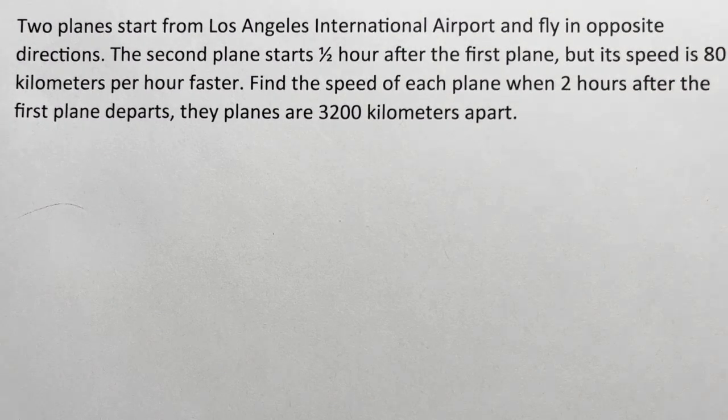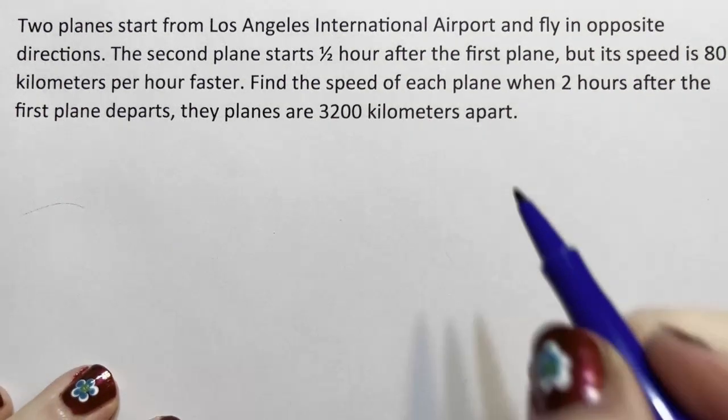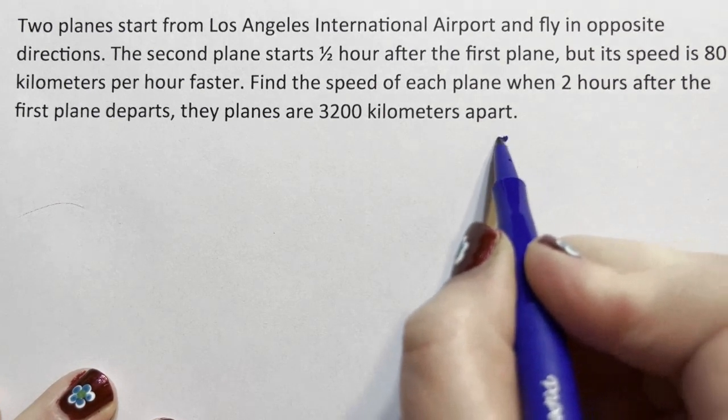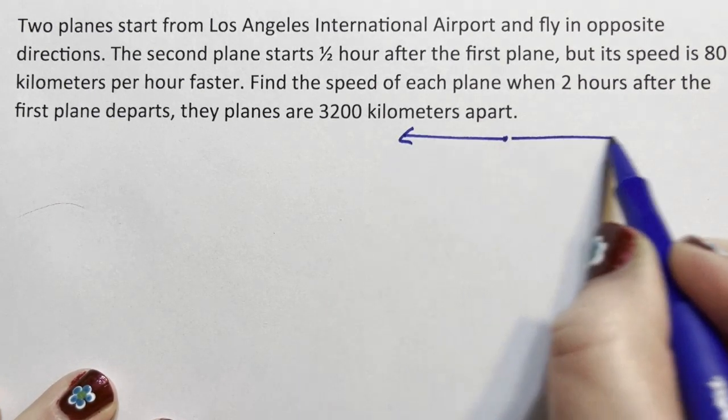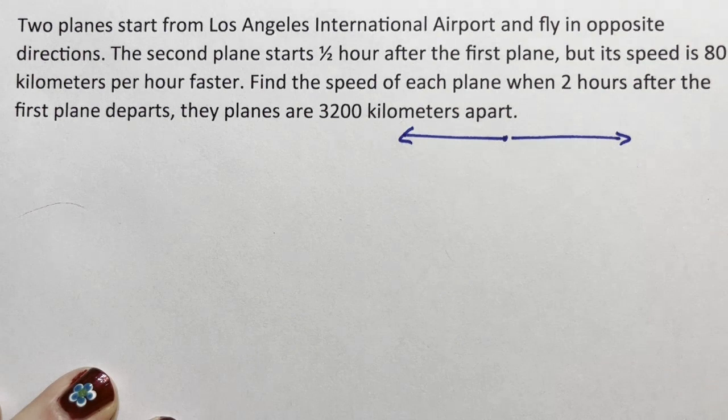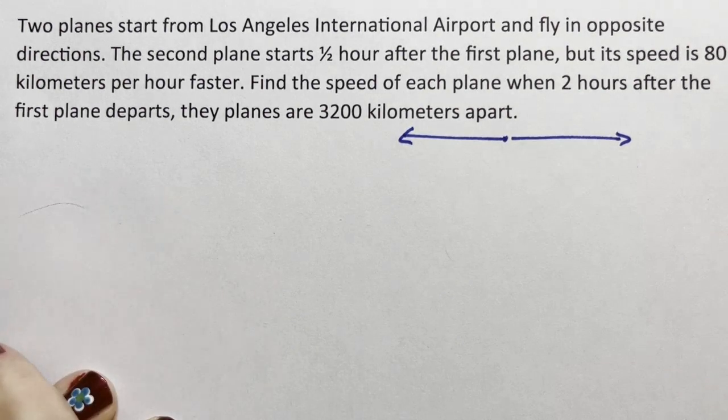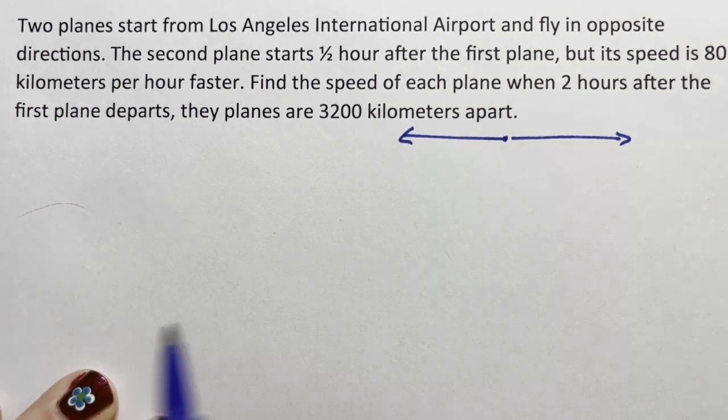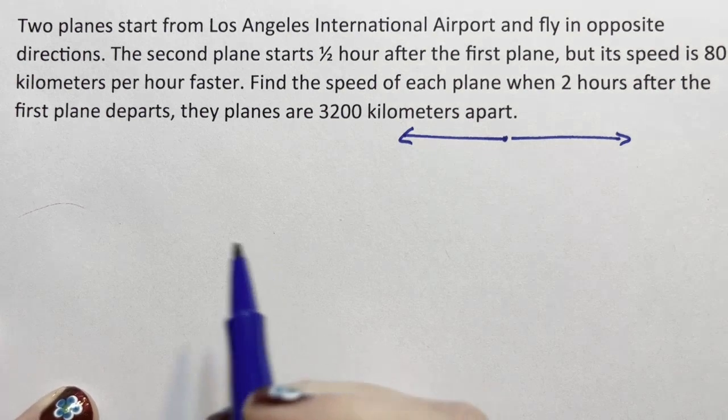Today I'm doing a series of videos on system of equations and applications. Two planes start from LA International Airport and fly in opposite directions. So this is a situation where one is going this way and one is going this way. All right, in opposite directions. The second plane starts a half hour after the first plane, but its speed is 80 kilometers per hour faster.